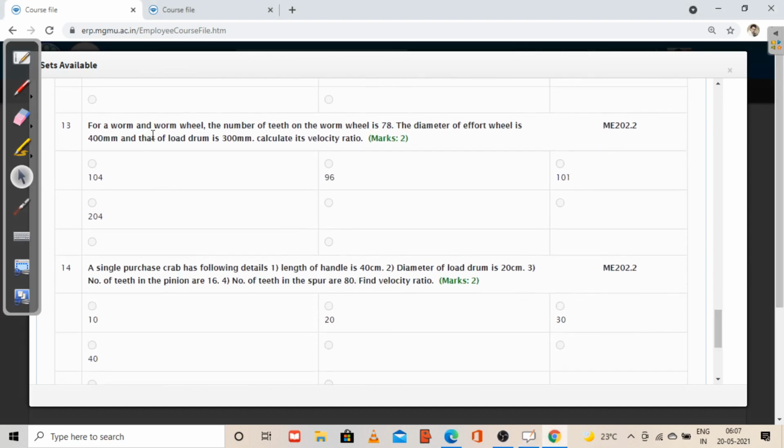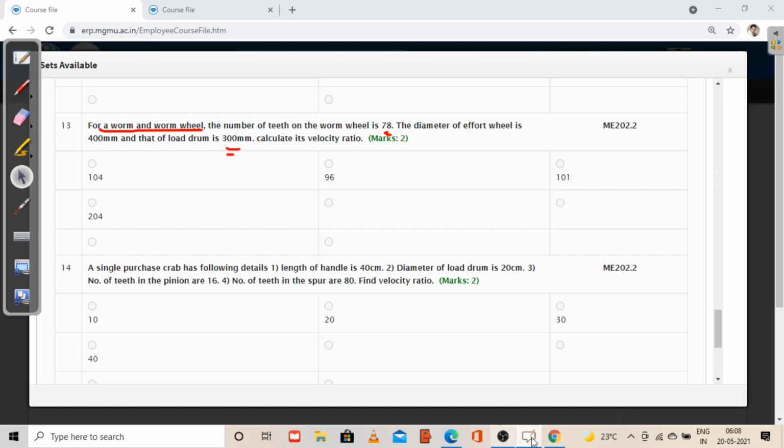For a worm and worm wheel, now a different machine, the number of teeth on the worm wheel is 78. The diameter of the effort wheel is 400 mm and that of the load drum is 330 mm. तो क्या क्या दिया है यहाँ पे? Number of teeth on the worm wheel. उसके लिए हम उसका फॉर्मूला देख लेते हैं पहले.